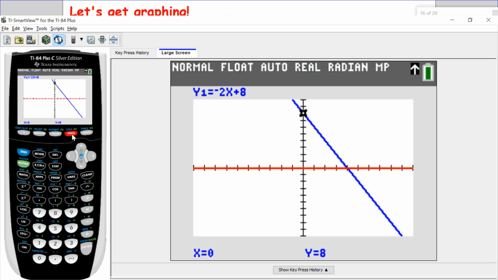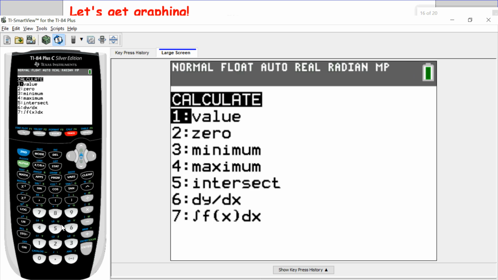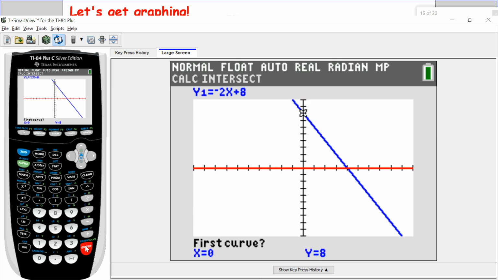So second trace to get into your calculate menu, option number 5 for intersect, enter for first curve, enter for second curve, enter for guess, and it looks like my x-intercept is 4.